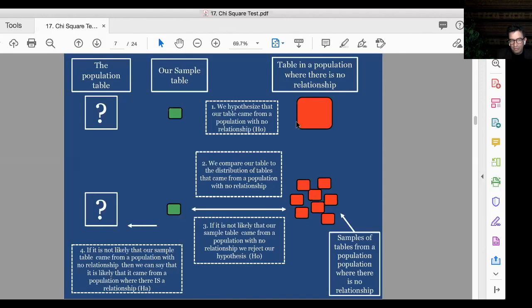They follow the distribution, and they will look, you know, like they came from here. Now we compare our table to that one, right? And then if it doesn't look like our table came from this population, or doesn't seem to be distributed like these guys are, then we reject that it came from this red population, right? And we conclude, because we rejected that it is coming from such a population where there's no relationship, that it is coming from a population where there is a relationship. That's how it works.